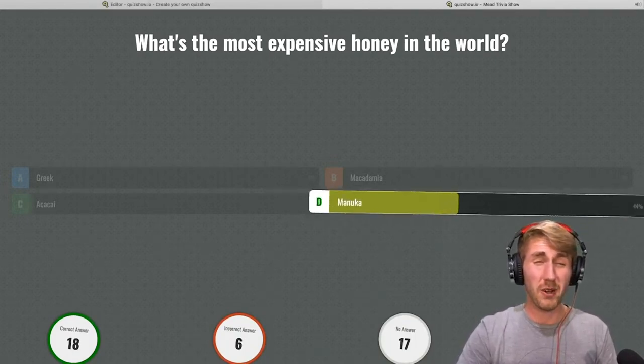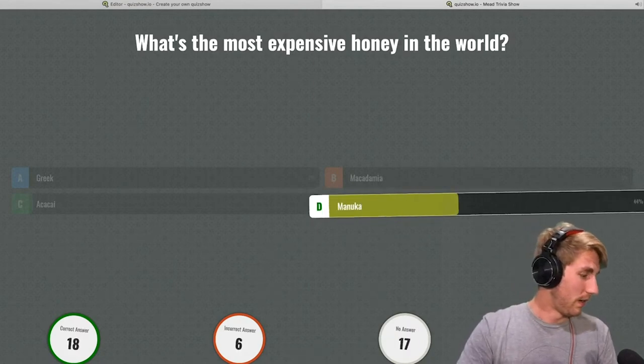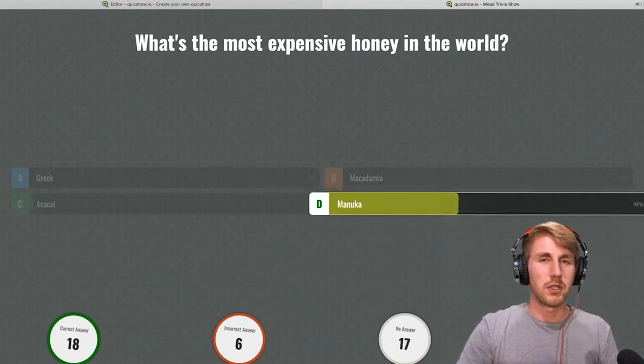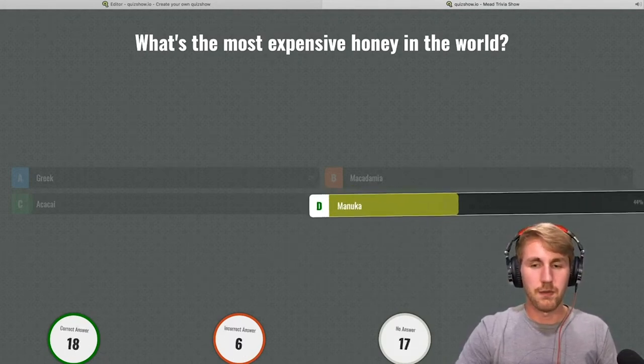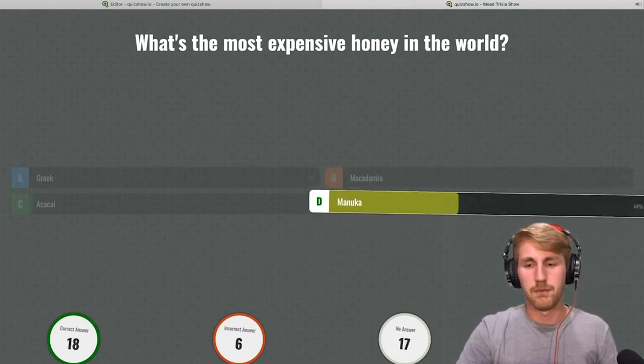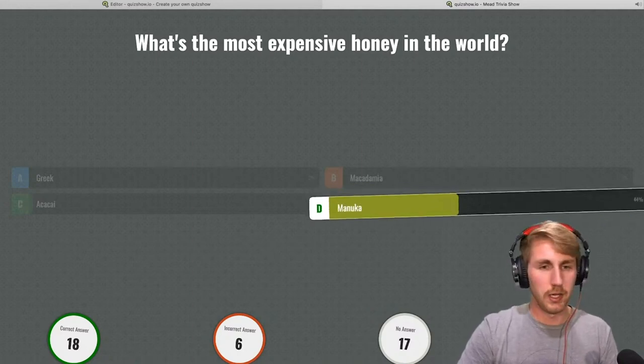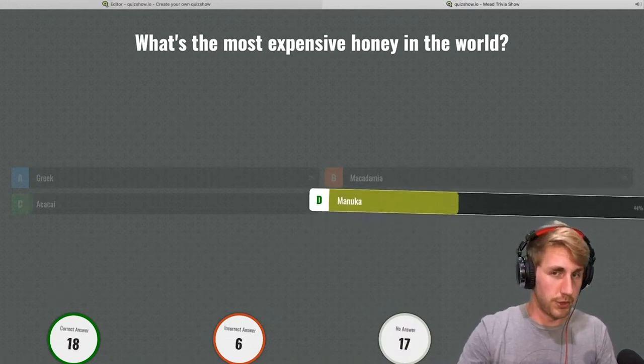Now there's another one I found that was like $2,000 for half a pound of it. And I was like, nobody on the earth knows what that is. If anybody can find it, great. But it's Manuka. Manuka honey is generally the most expensive you can buy.